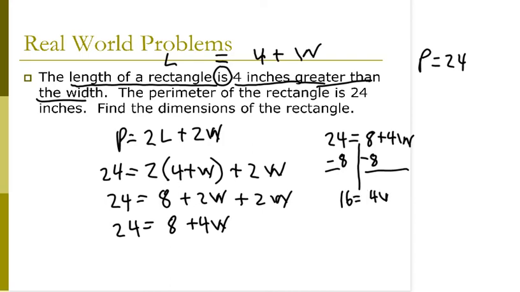We have to divide by 4 to undo the multiplication by 4. 4 divided by 4 is 1. 1 times W is just W. And 16 divided by 4 is 4, so we end up with W equals 4. So they want us to find the dimensions though. We know the width is 4, but that doesn't tell us what the length is until we use the information that we have up here. So the length is 4 plus whatever the width is. So we know the width is 4, so the length has to be 8. The length is 8 inches.